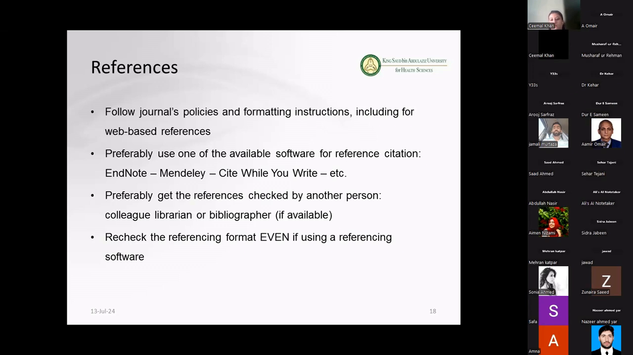But one thing, even if you're using referencing software, I found that there are still mistakes, especially when we go from an online journal to a published journal or to a website. So make sure that you check the referencing format or get it checked by someone.